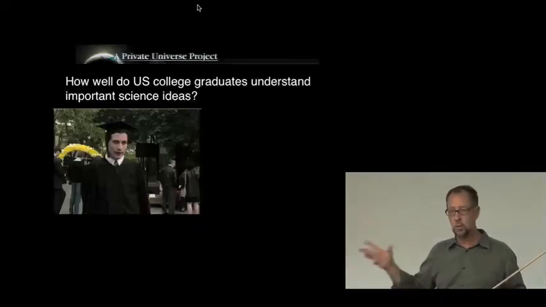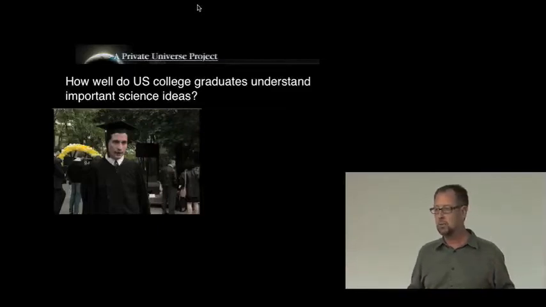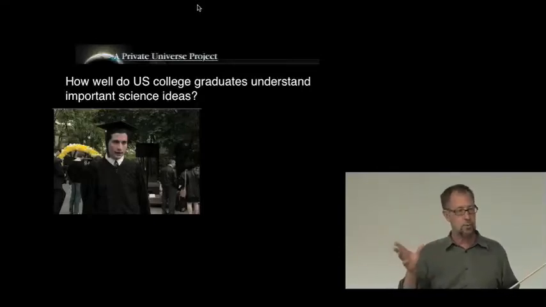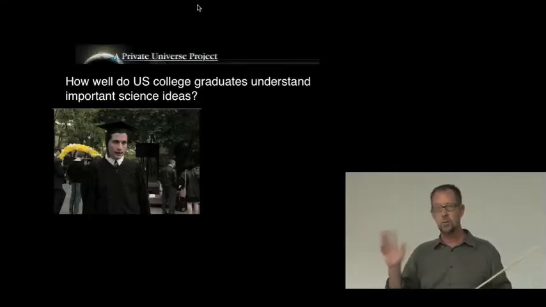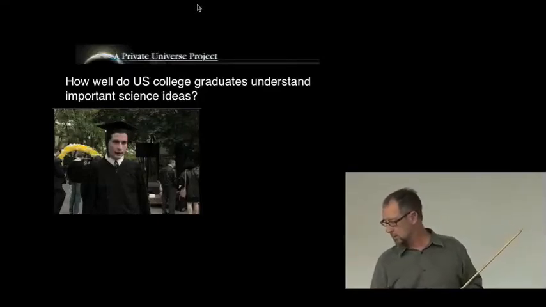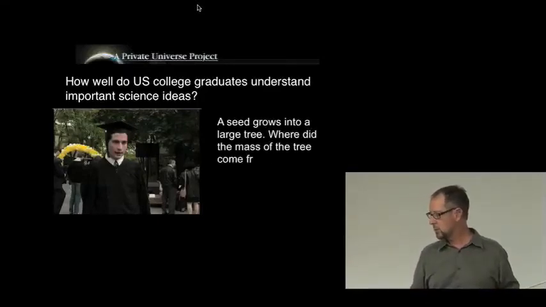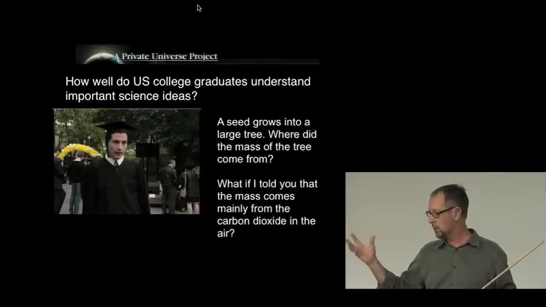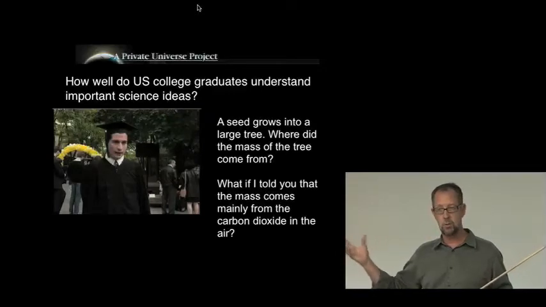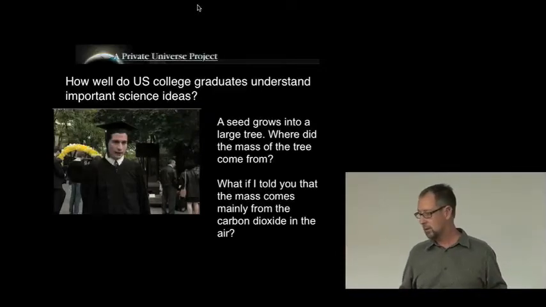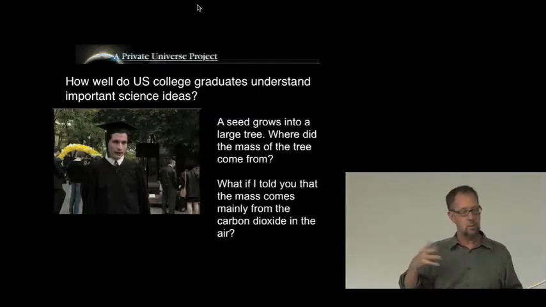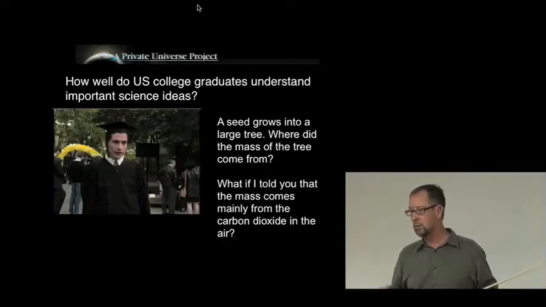So 20 years ago, Harvard University did a study that I'm sure a lot of you are familiar with, the Private Universe study, and they asked a couple of tough questions about the phases of the moon and the reason for the seasons. And this is my personal favorite. A seed grows into a large tree, and they often are holding a log and asking, where did the mass of the tree come from? Where did the mass in this log come from? And often they say, oh, I just don't have a clue. These are graduates from Harvard University who don't have a clue.